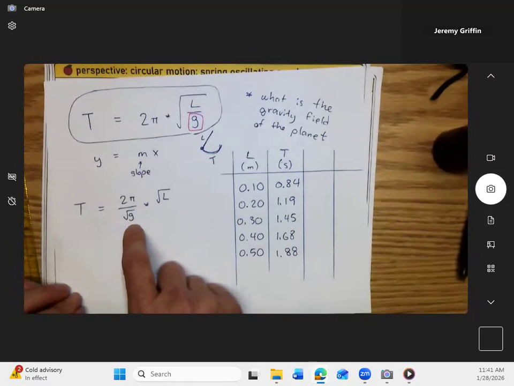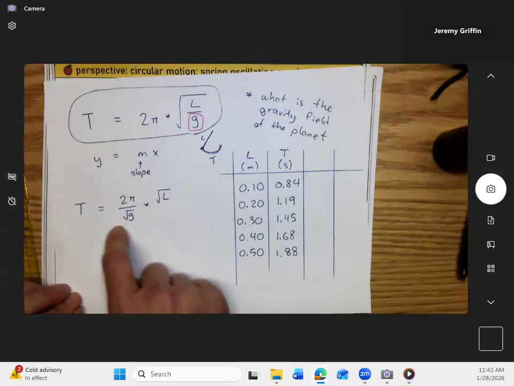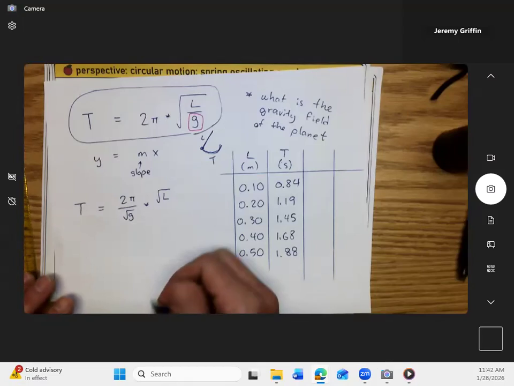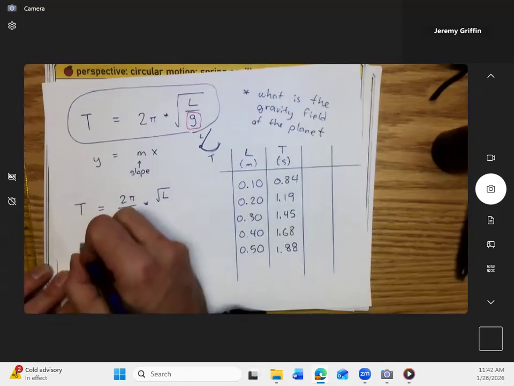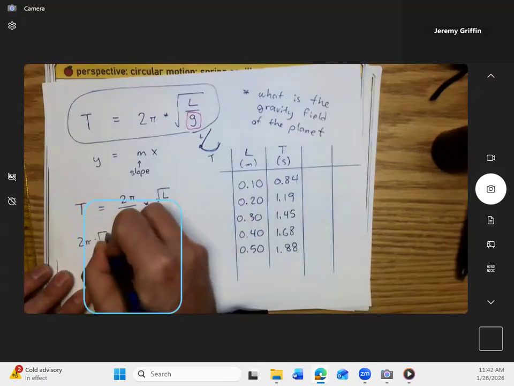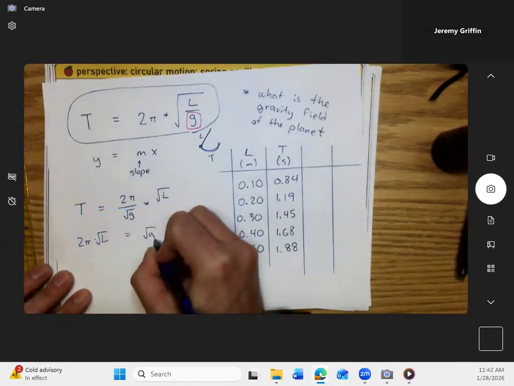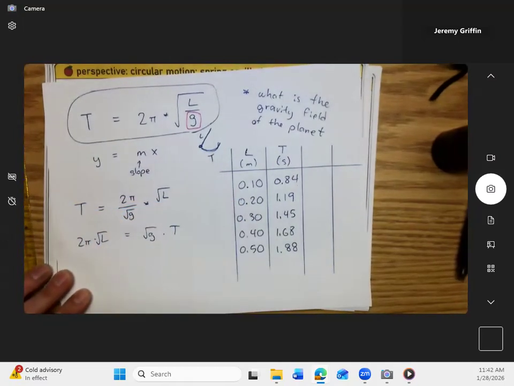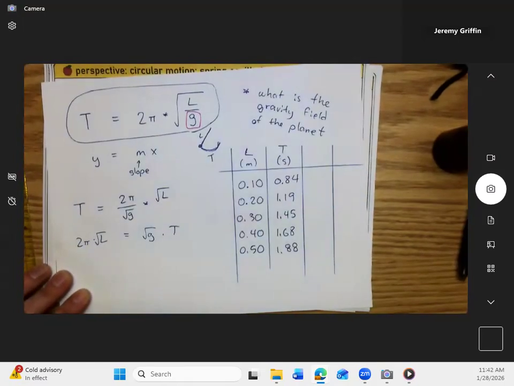Right now, with the gravity field, there's 2 problems. One is that it's a square root. And the other thing is that it's in the denominator. So let's get it out of the denominator. How could you do that? Yeah, cross multiply. Let's do it. So I could say 2 pi times the square root of L equals the square root of G times the time period. That's okay, right? I just cross multiplied the G.